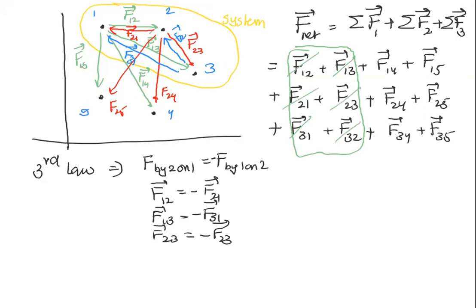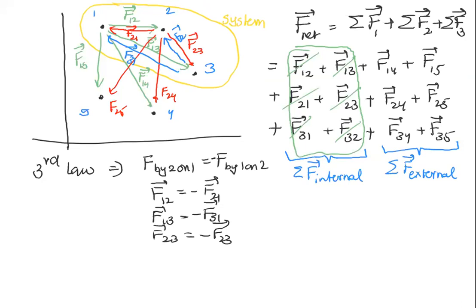So these collective sets of forces are known as the internal forces, because they are applied by objects which are internal to my choice of system. And these collective sets of forces are called external forces, because they are being applied by objects which are external to the chosen system, right?